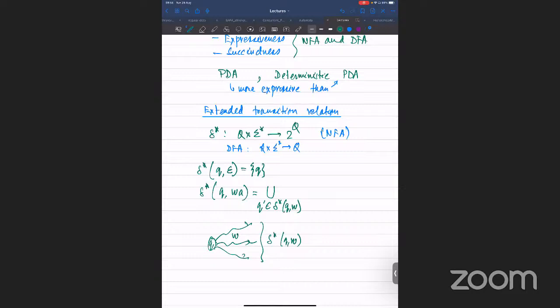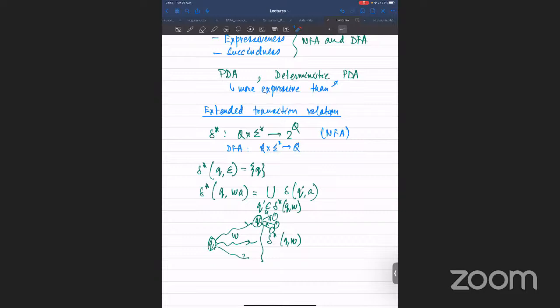Now consider such a member, Q prime, and see where you can reach from Q prime by reading A. You can again go to multiple states by reading A, so it gives a set, and you take the union over all such Q prime in delta star Q comma W. Why are we defining this? There is a purpose for defining this extended transition system. Can one of you tell me what we are going to use it for?